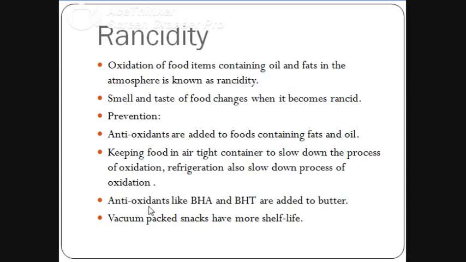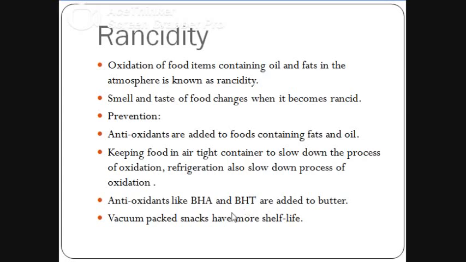Antioxidants like BHA and BHT are added to butter. Now, what is BHA and BHT? The full form of BHA is butylated hydroxyanisole. BHT is butylated hydroxytoluene.